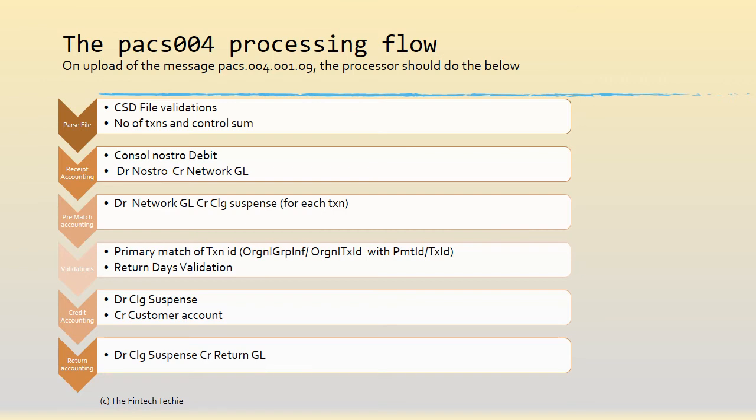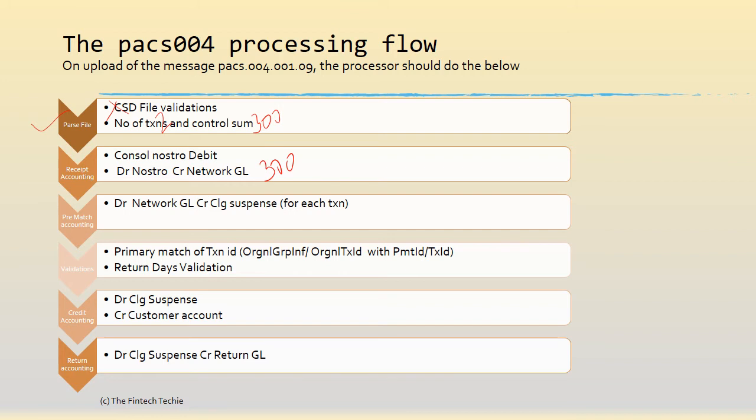So first thing that happens, as we already know, is that the file format is validated. So this is an XSD file validation. It checks the number of transactions and the control sum. So in the example which we saw, it was 2 and it was something around 300. So the first thing which happens is I do a receipt accounting. I acknowledge receipt of this and I actually do a debit nostro and a credit network GL of 300 EUR in this case. So this is the consolidated amount.